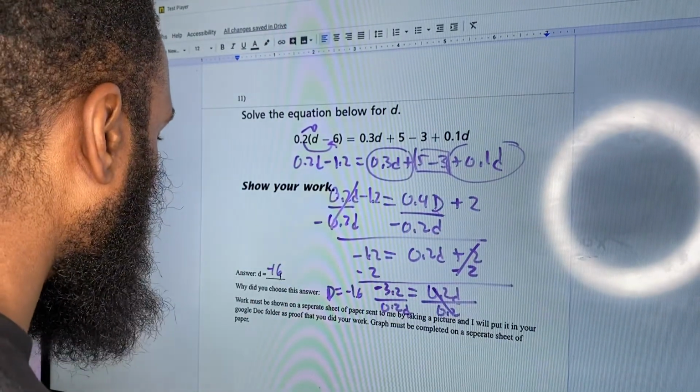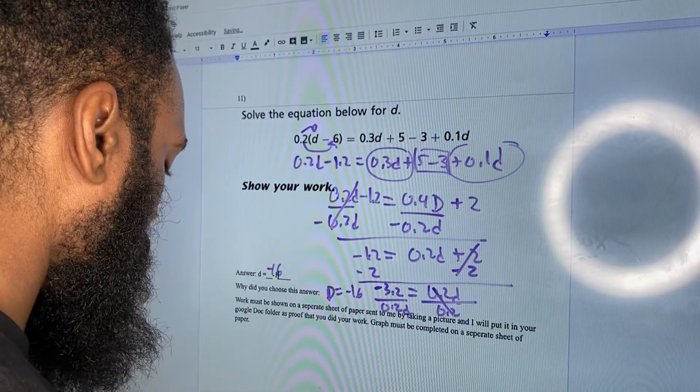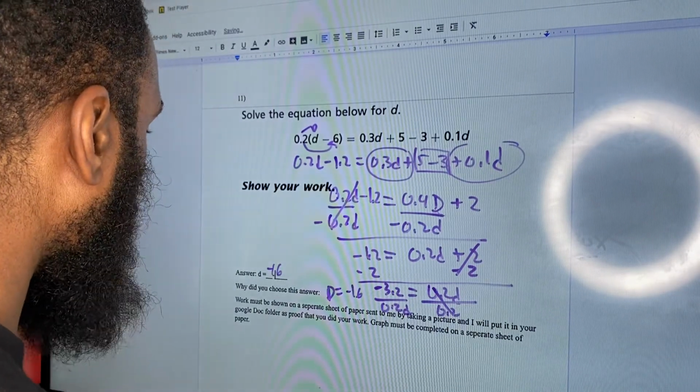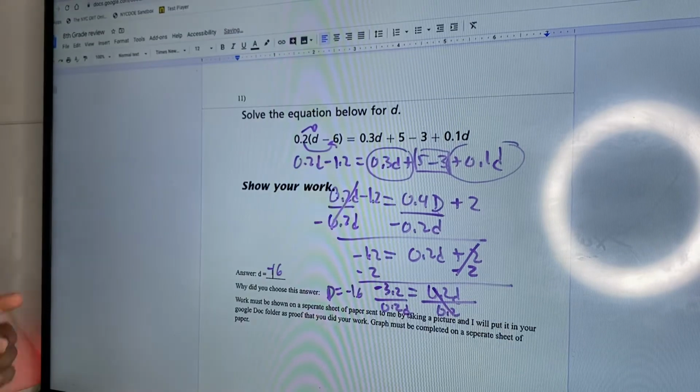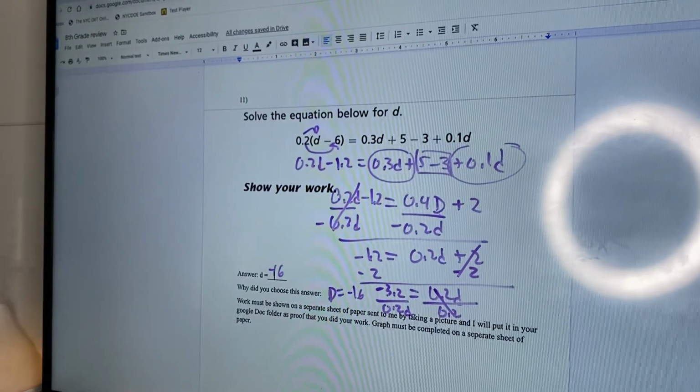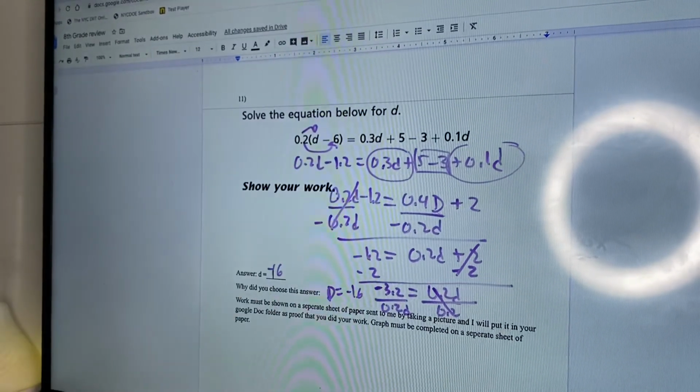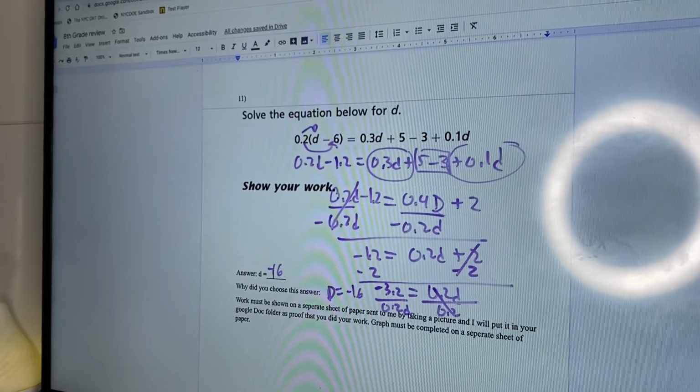Why did you choose the answer? You put that here, -16, right? And then why did you choose the answer? You either explain what you did, which would be a lot, or you can show this work and send it to my number, or at TeacherMan91.